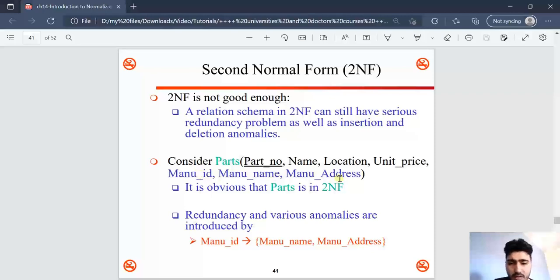So to solve this redundancy problem, we need another rule called 3NF that solves this problem. Redundancy and various anomalies are introduced by this functional dependency, and in order to solve this problem, we need to apply the 3NF rule.